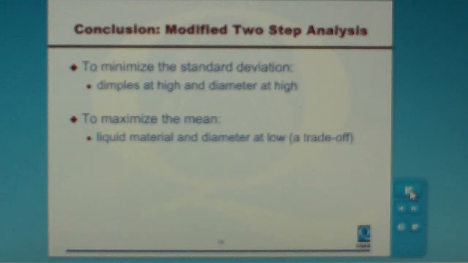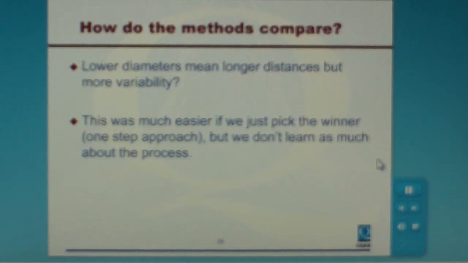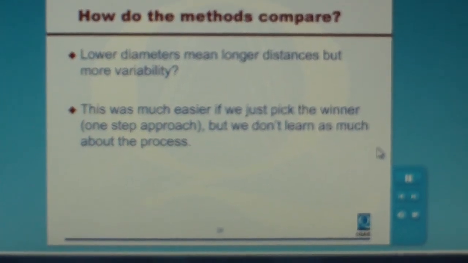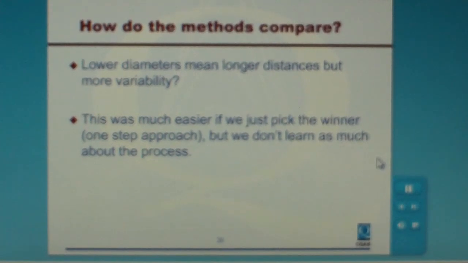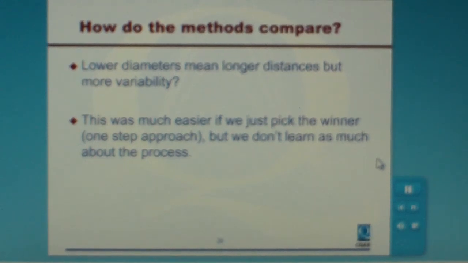Our conclusion for the modified two-step approach is that we want dimples at high to minimize the standard deviation, and we want liquid material to maximize the mean. Unfortunately, we have a trade-off in the diameter where a higher diameter means less variance, but a lower diameter means longer distance. Mostly the three methods agree. It seems that the trade-off on the diameter becomes more clear in the modified two-step approach, though. We may still choose to have lower diameters in order to obtain longer distances, but at least we understand the trade-off we are making when we analyze the mean and standard deviation separately, as opposed to combining the two in the signal-to-noise metric.